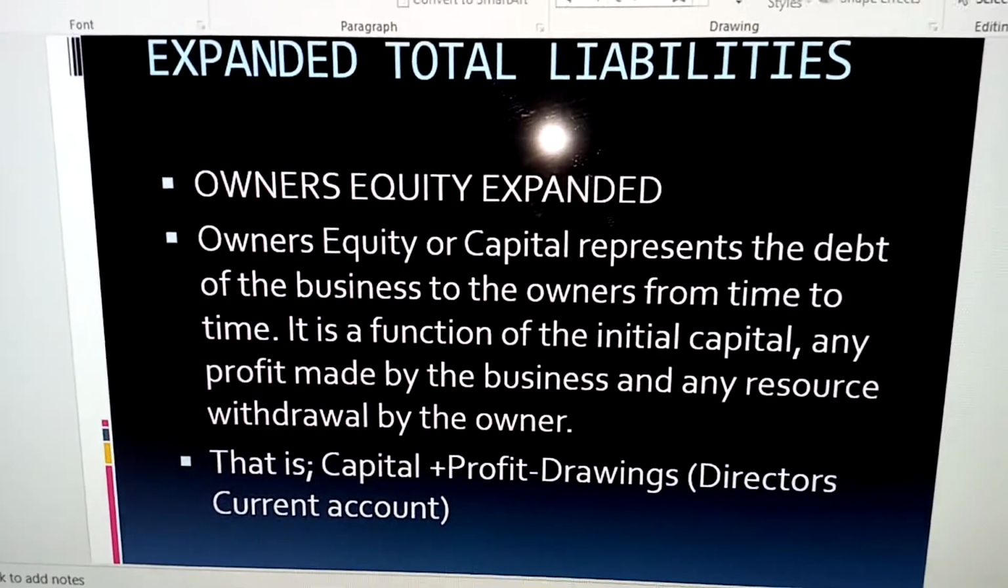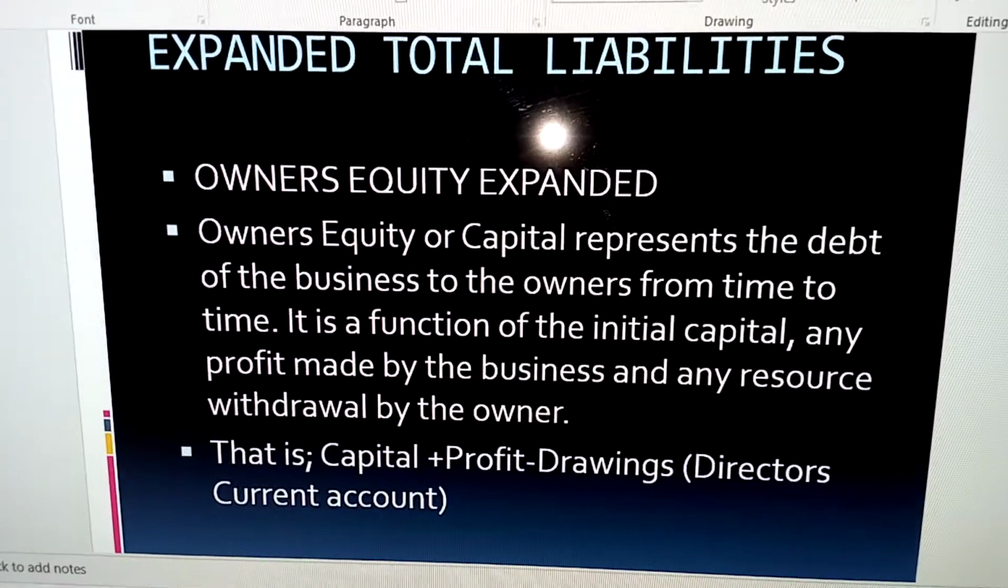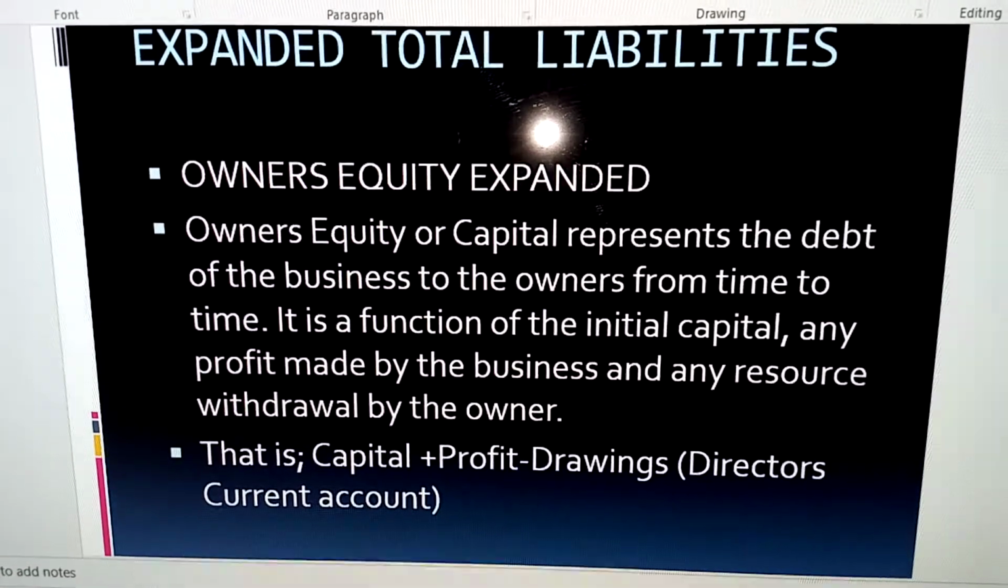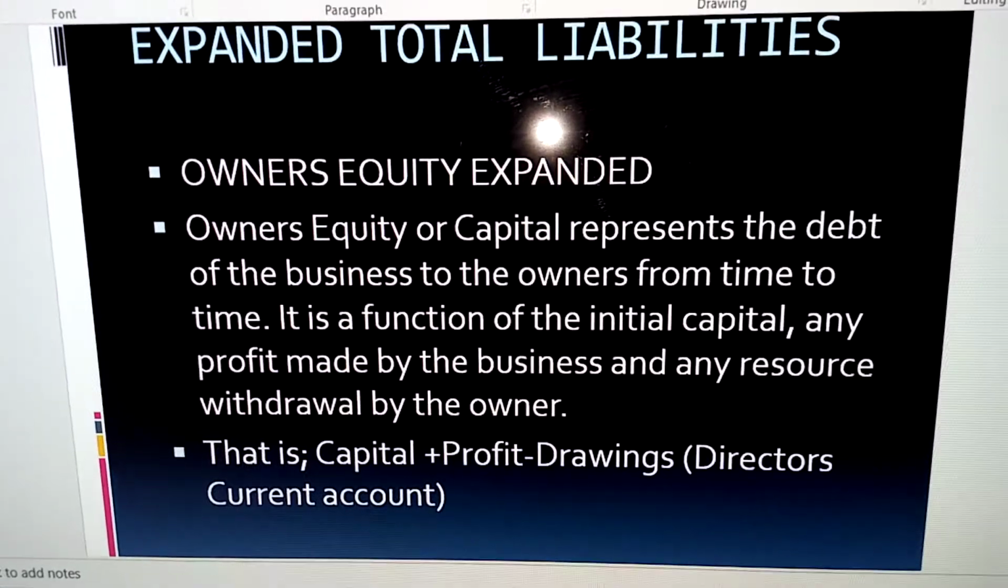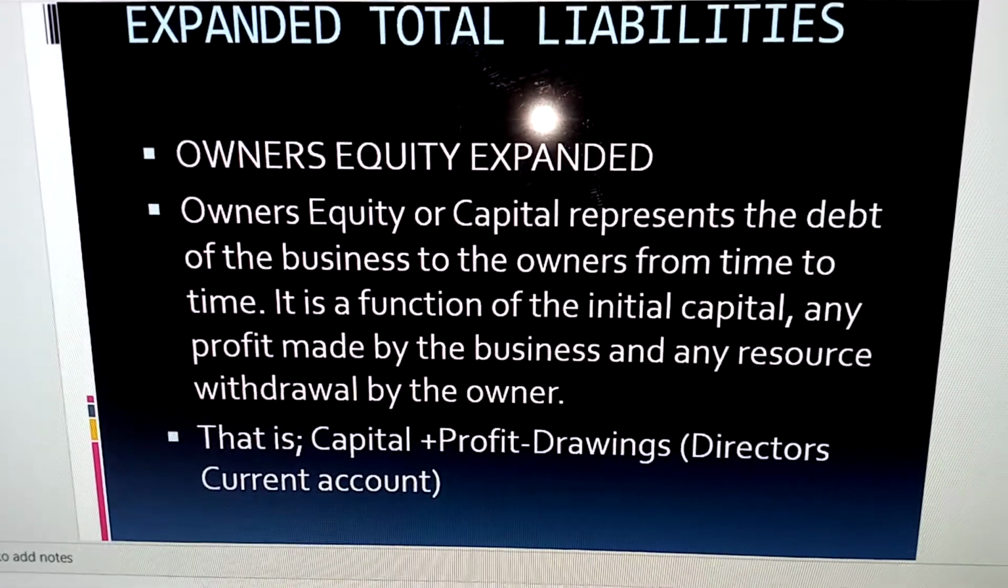Now, after investing into the business, the business runs, does one activity or the other, and then makes profit. So that profit that the business made technically also belongs to the what? Owner. So it means the equity can increase or decrease.